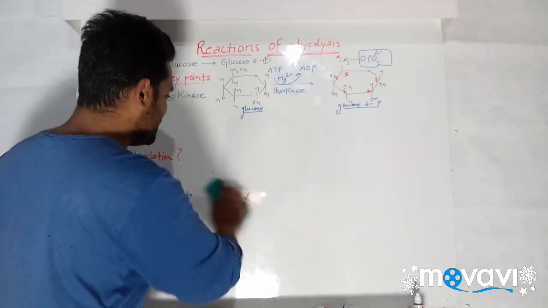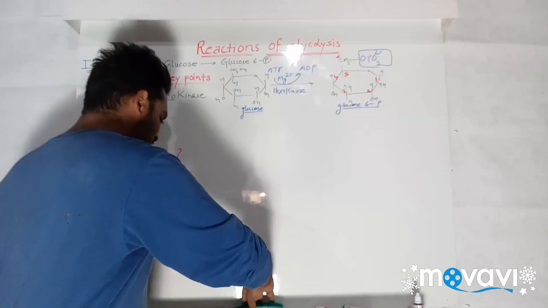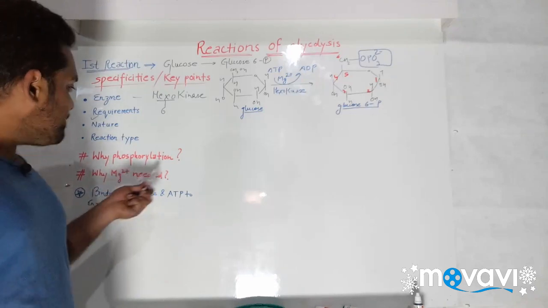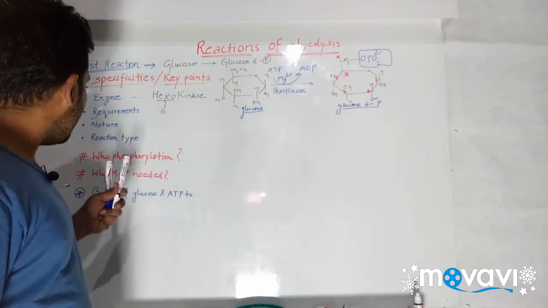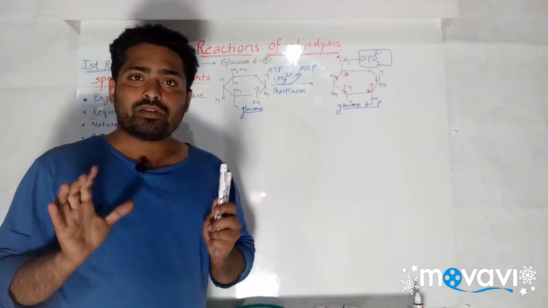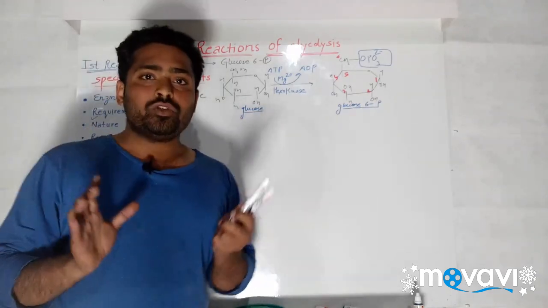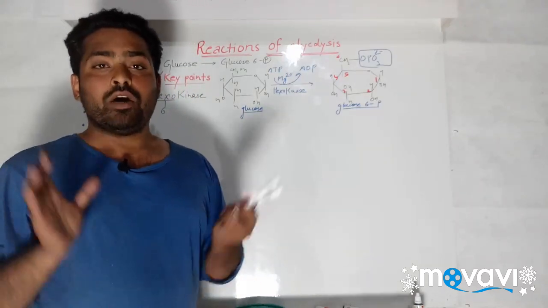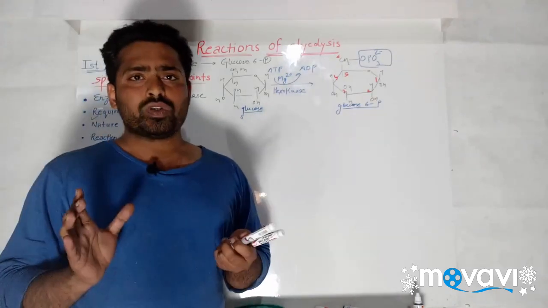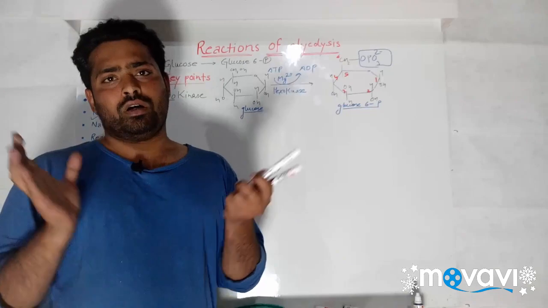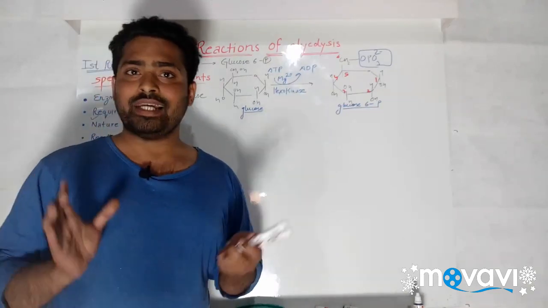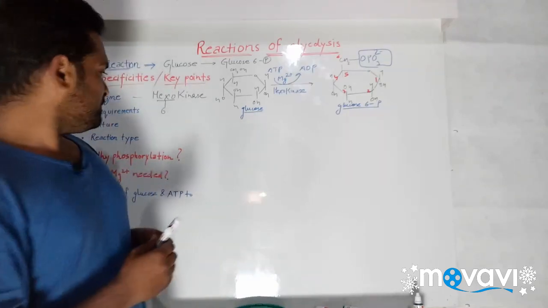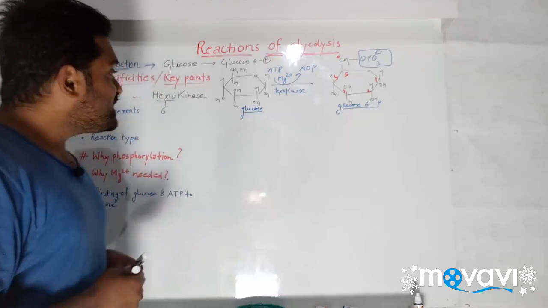Now we are going into the deep detail of this reaction, and in that we are going to see why Mg2+ is needed. And there is something more: why phosphorylation, why we need to phosphorylate, what is the significance of phosphorylation, why do we phosphorylate glucose in the beginning, and what is the importance or significance of phosphorylated intermediates. There is a separate video after this video on all these questions. Okay, now we are going into the detail of this reaction.